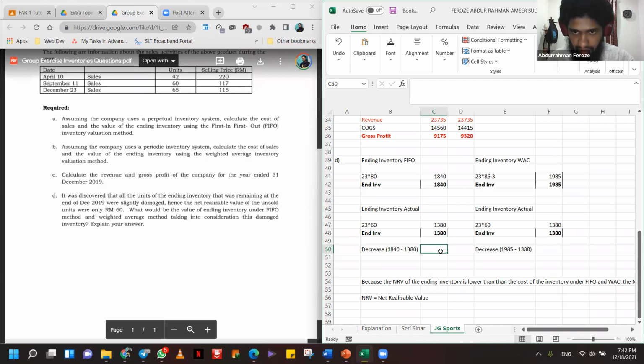1840 minus 1380, which is 460. This is the decrease. And over here, the decrease is 605.